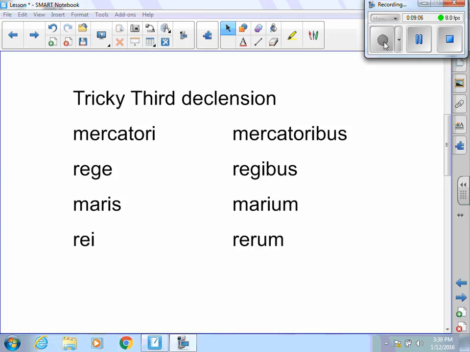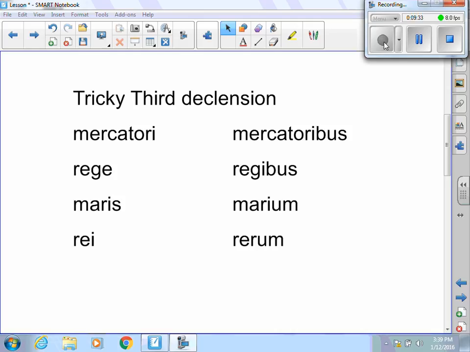Rege, the ablative is the letter E. To make it plural, I would have to have regibus. Maris is the genitive form of mare. So make sure that you recognize, well, that's IS. It's third declension. So IS is genitive. I have to make the plural marium because that is the genitive plural. You may get a tricky one like rei here. That's in the genitive singular.